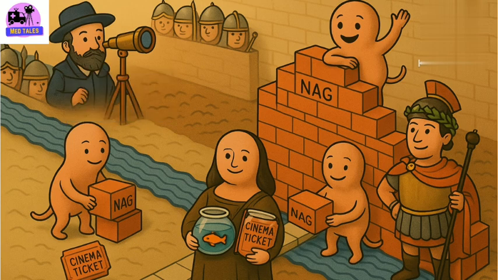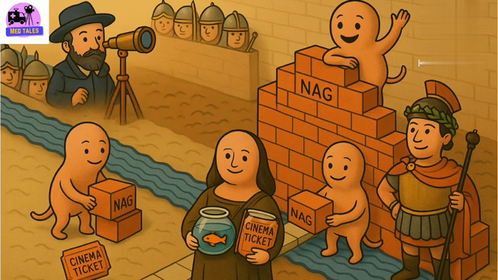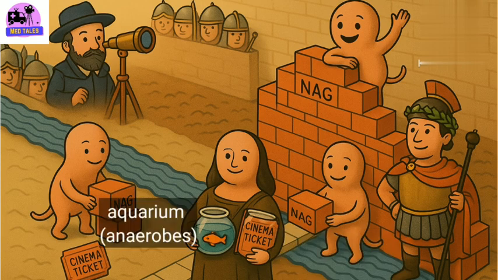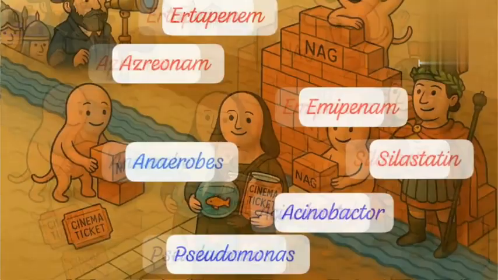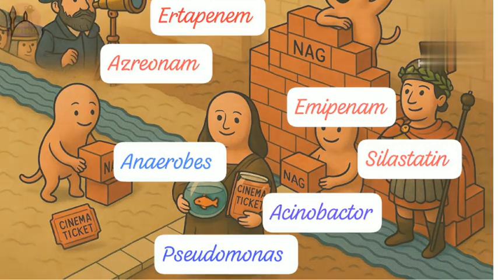Now, among the masons, there's one who stands out, she looks just like the Mona Lisa. This should immediately remind us of Pseudomonas. And what is she carrying? A cinema ticket, which should make you think of Acinetobacter. And in her other hand? An aquarium, symbolizing anaerobes. So, through this vivid scene, we've linked our key drugs, imipenem, cilastatin, ertapenem, aztreonam, and their bacterial targets and exceptions. Keep picturing this in your mind, and you'll never forget these pharmacology facts.